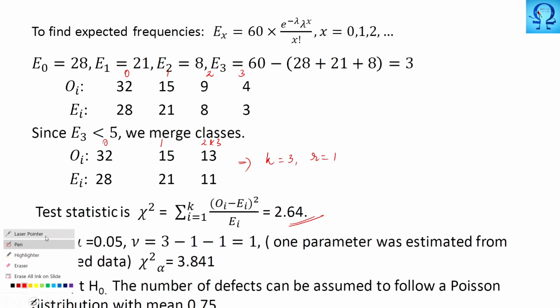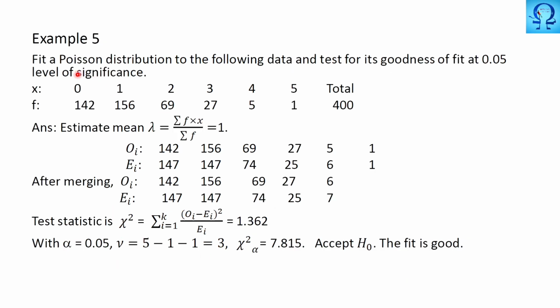Okay, for this level of significance, degrees of freedom is k minus r minus 1, which is 1. Okay, we just calculate this value and notice that chi square is smaller than the tabulated value. The calculated value is smaller than the tabulated value, therefore we'll have to accept H naught. Fine.